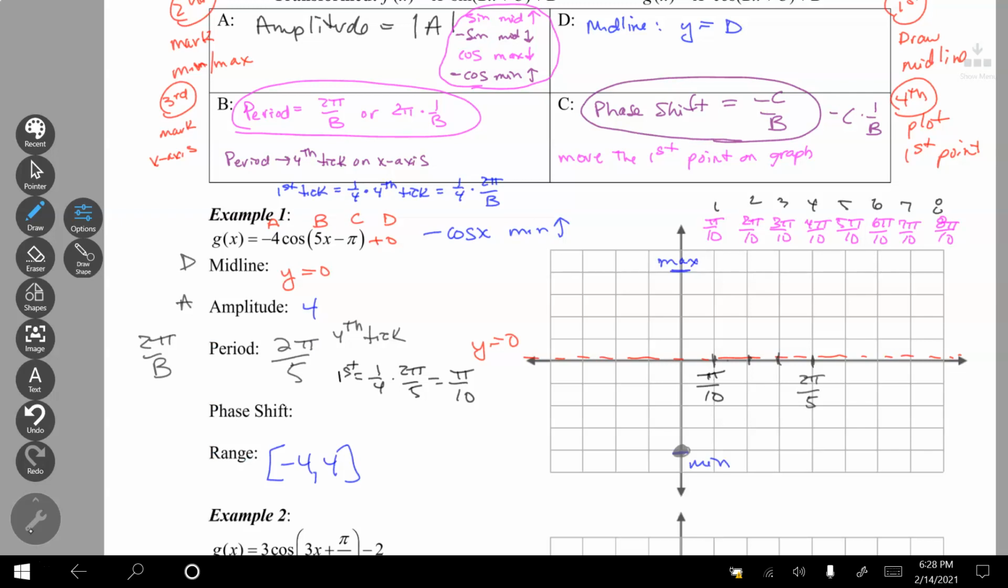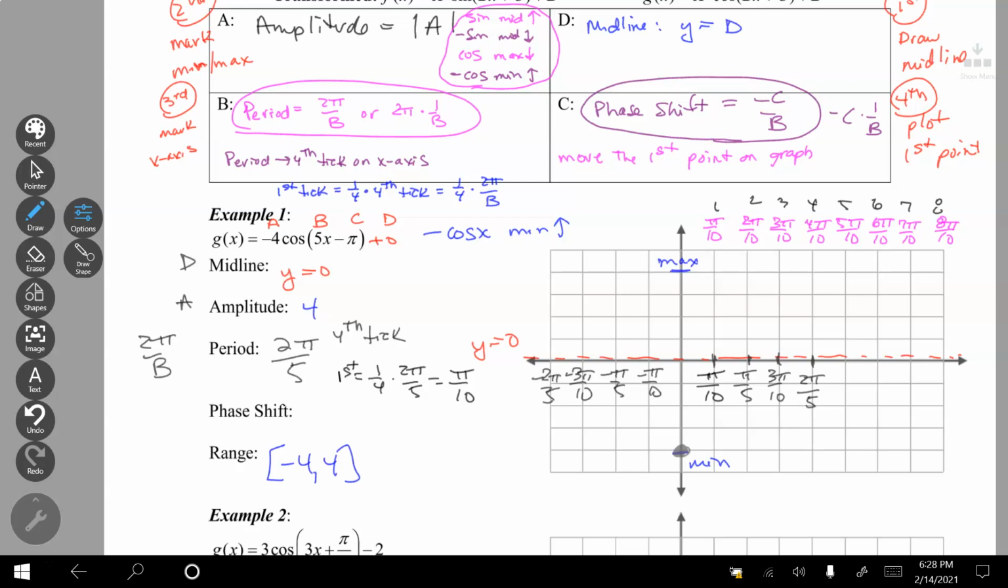So it's 1 pi over 10, 2 pi over 10 becomes pi over 5. 3 pi over 10 stays 3 pi over 10. I could do it in reverse: negative pi over 10, negative pi over 5, negative 3 pi over 10, negative 2 pi over 5.